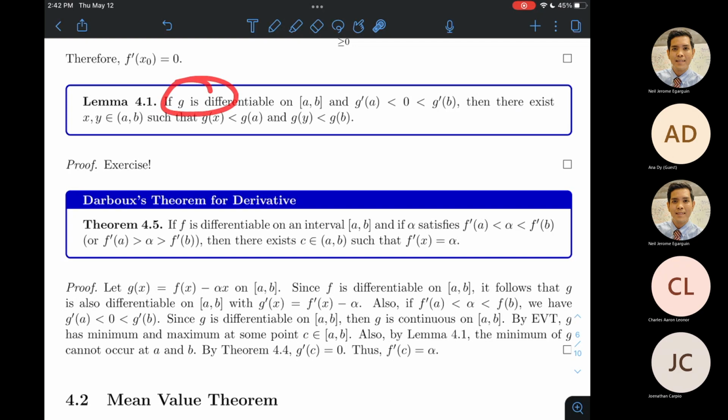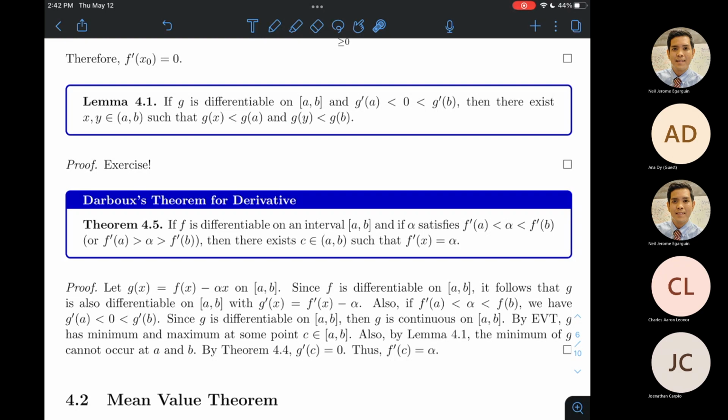So if we assume that the function g is differentiable on the closed interval AB, and if the derivatives at the endpoints are not equal to zero, specifically if g prime of A is negative while g prime of B is positive, then the endpoints cannot give us a relative minimum or an absolute minimum. Because this is saying that there exist two numbers, x and y, in the open interval AB, such that the function value at x is smaller than the function value at A, and the function value at y is less than the function value at B.